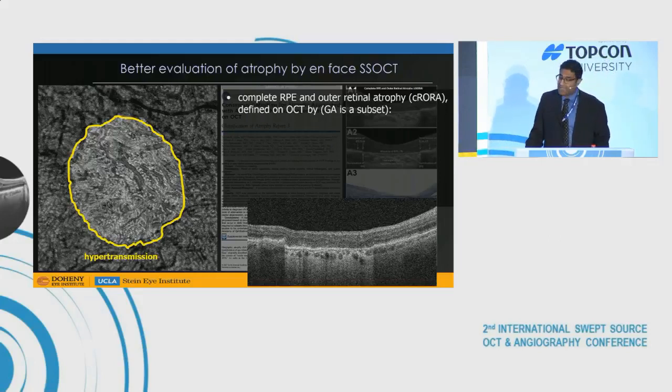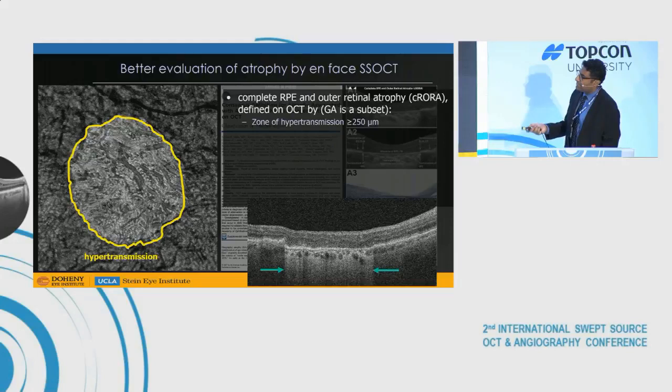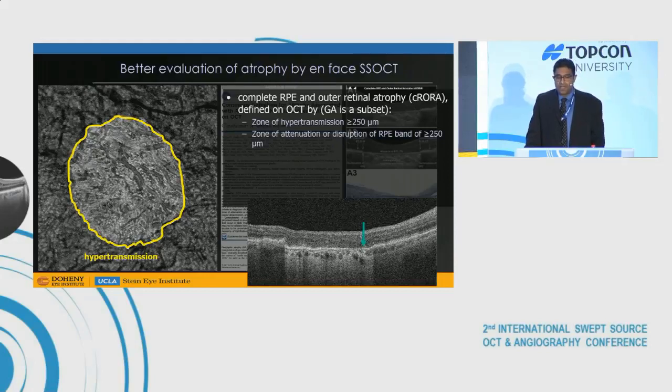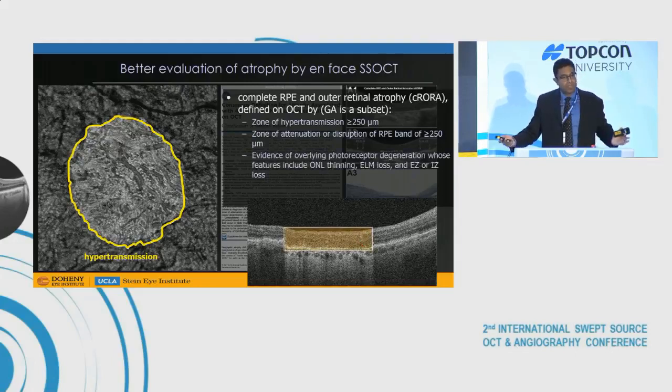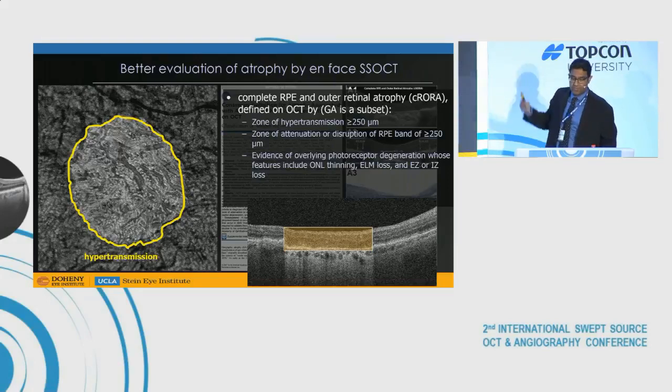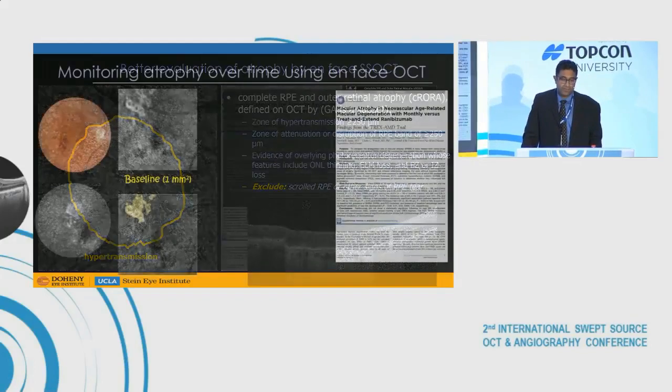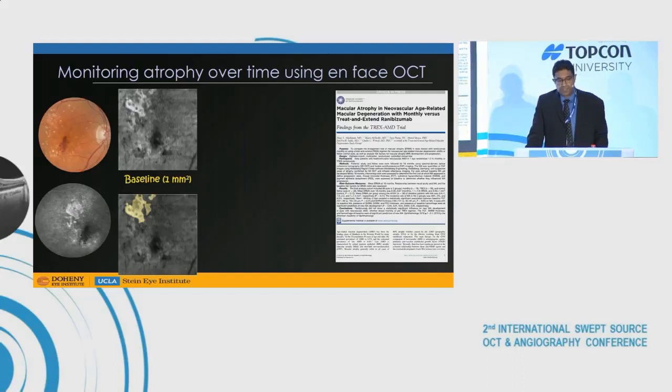It was defined in particular by this zone of hypertransmission, which is really easily revealed on en face OCT, as well as by observing attenuation or disruption of the RPE band, but also having evidence of overlying photoreceptor degeneration. So you have these three features. This was just published in Ophthalmology. And if you don't have evidence of an RPE tear, then you can make the diagnosis of atrophy.